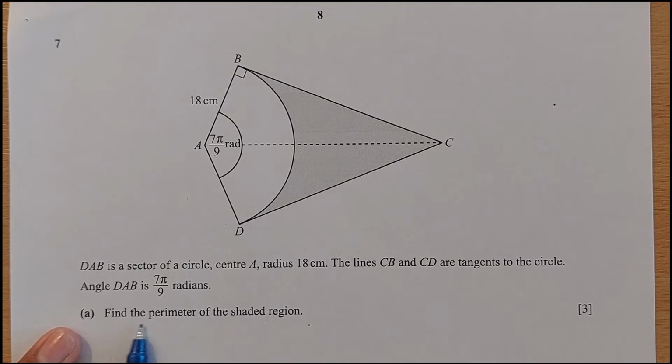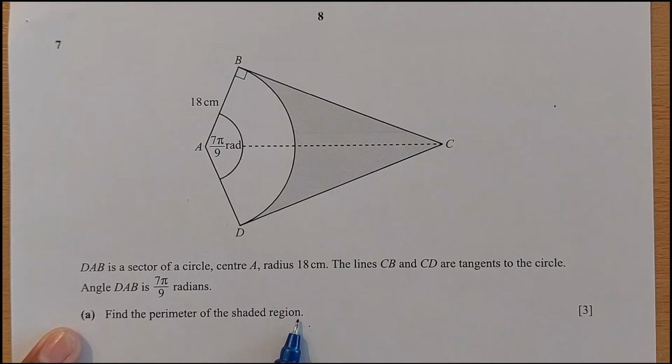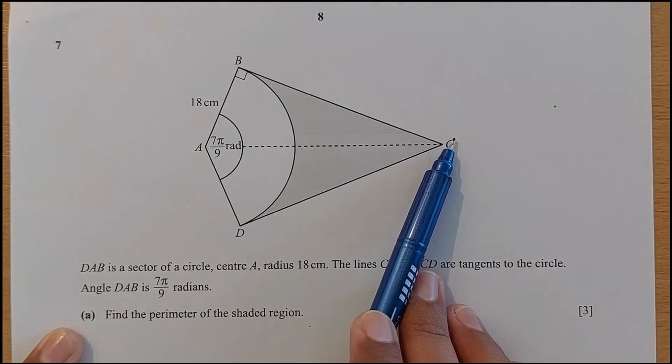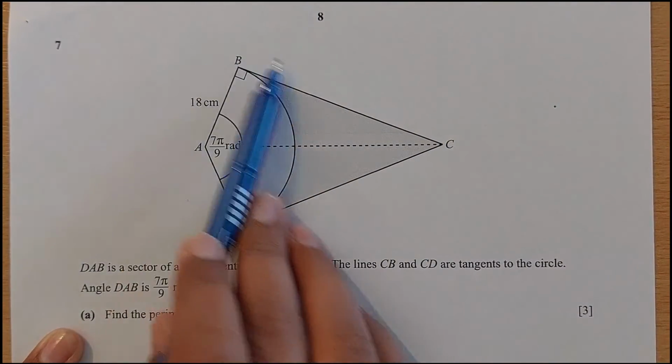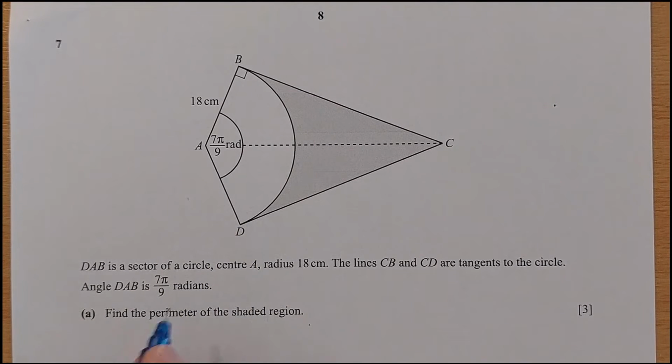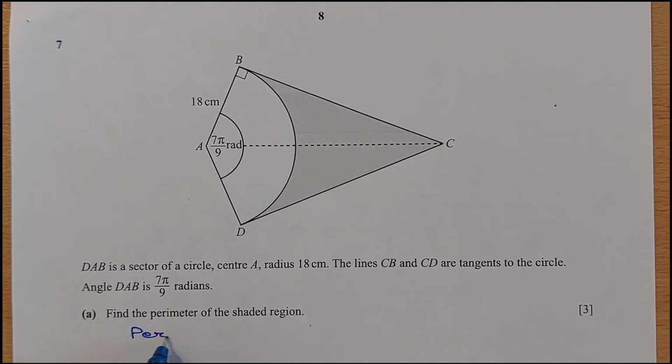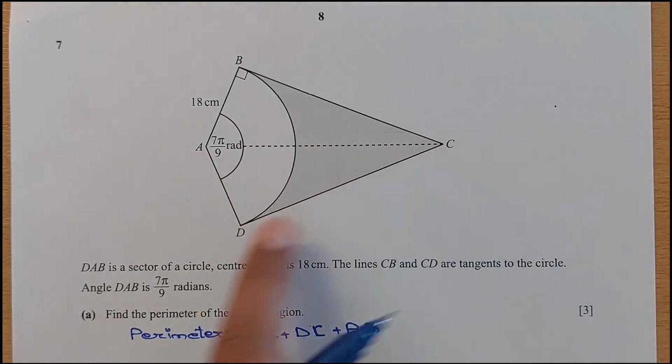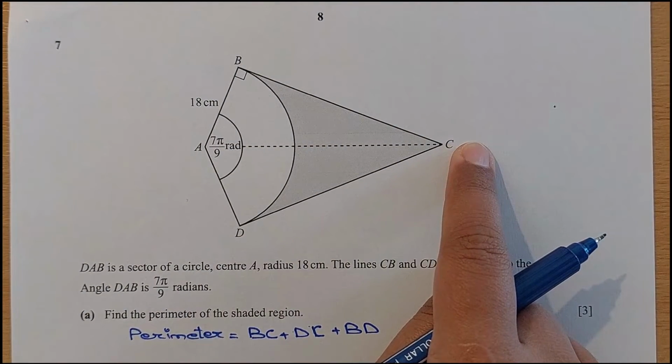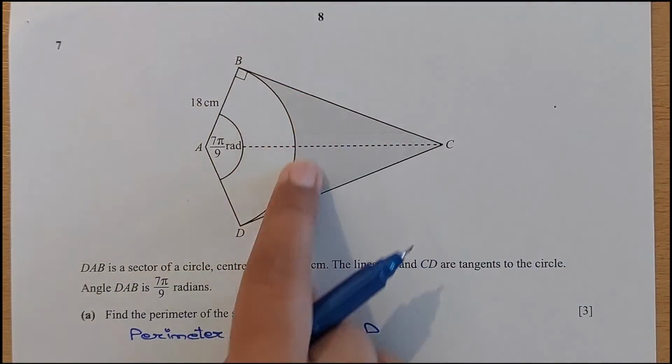Now for part A, find the perimeter of the shaded region. Okay, the perimeter for the shaded region is this BC, CD and BD. This portion is shaded. So we can say that the perimeter of the shaded region is basically BC plus DC plus BD. Okay, so this is BC and this is BD, both are the same, right? Now let me find this BD.